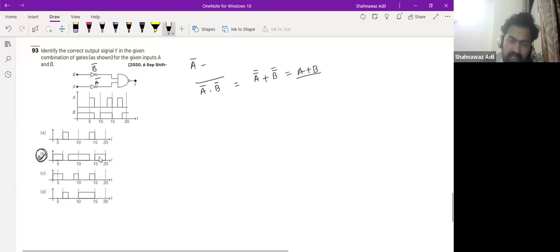Is it clear with you guys? Because B is 1, right? So in here at 10 it is 0. At 10 it should be 1, right? And before, in here you have 0. So in this part this is 0, this is 0. But at 10 this should be 1, right? So this one is the correct one. Is it clear, guys?